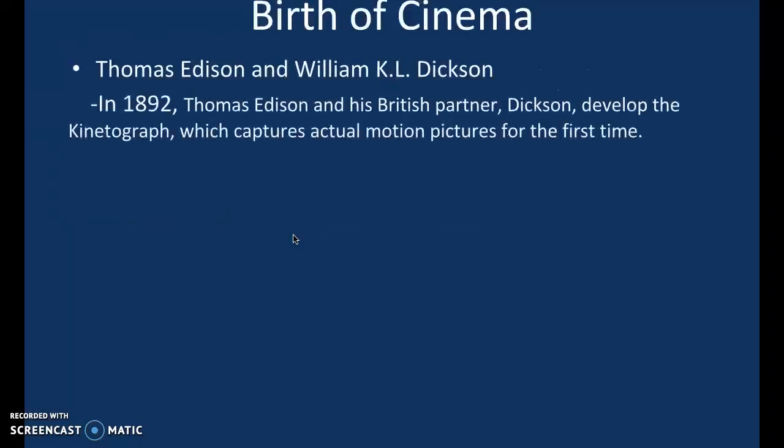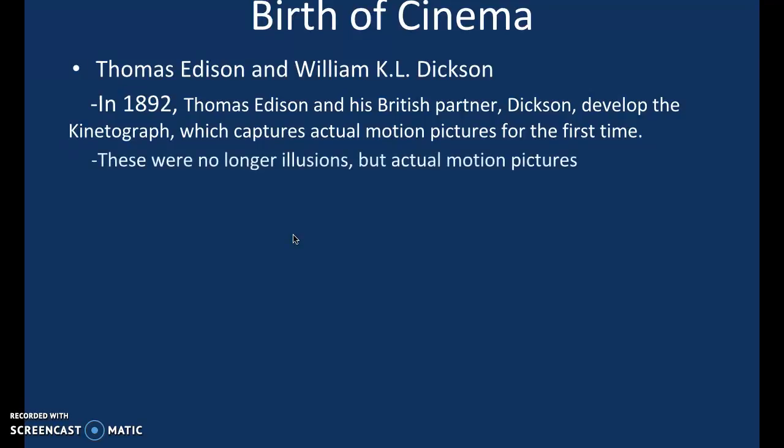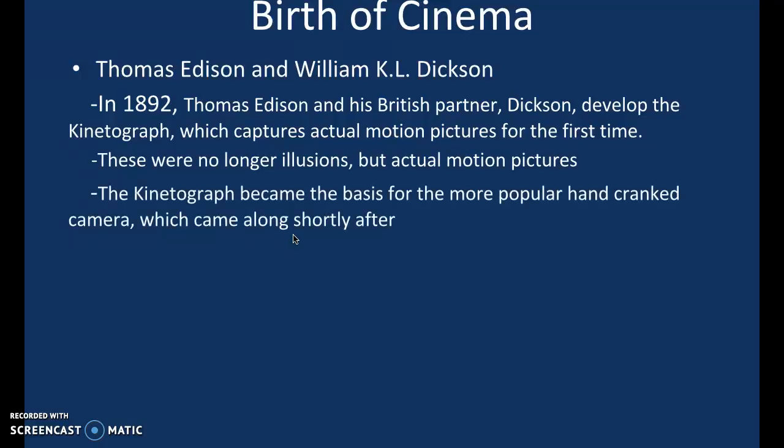Next up, we have Thomas Edison and William K.L. Dixon. William was Thomas's right-hand man. They're going to develop the kinetograph, which captures actual motion pictures for the first time. And this is really exciting because no longer are we looking at illusions, okay? We're looking at actual motion pictures. The kinetograph became the basis for the more popular hand-cranked camera, which came about shortly after.